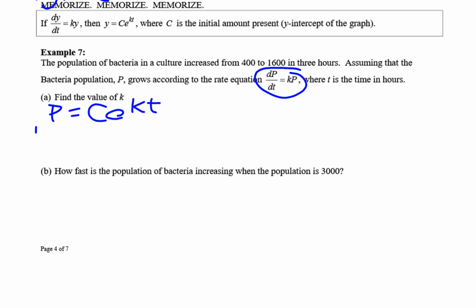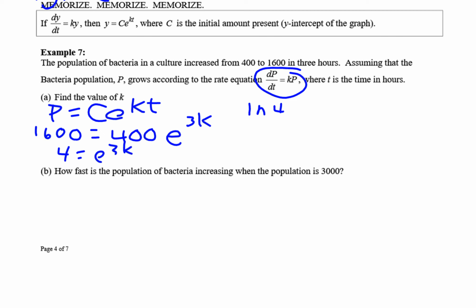So we know the population is 1600, it started at 400, and it took 3 hours. Solving for k, ln 4 equals 3k. So k would be ln 4 divided by 3.